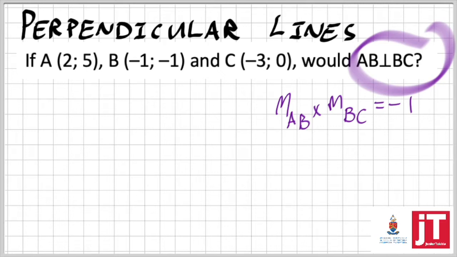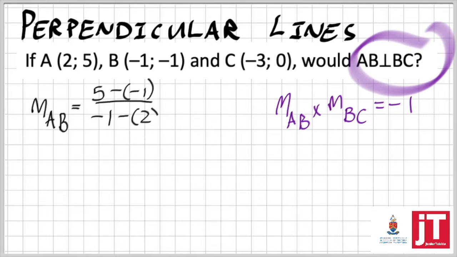So in other words, I need to get the gradient between A and B, the gradient between B and C, and then multiply them. If the answer is -1, well, then I have that the two lines are perpendicular. If not, then it's not perpendicular. So let's go for it. The gradient between A and B, by substituting into my gradient formula, is -6.